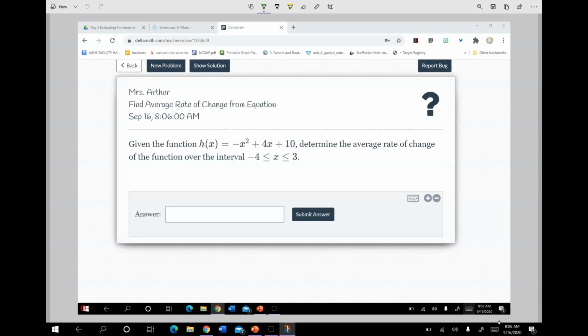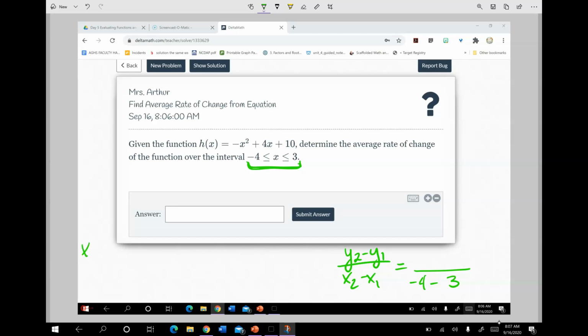All right, so we're doing equation. All right, so we still are using y2 minus y1 over x2 minus x1, okay? So it says, given the function h of x equals negative x squared plus 4x plus 10, determine the average rate of change of this function over this interval, okay? So this interval is my x values. So on the denominator, it's going to be negative 4 minus 3, okay? So I need to find its y pair. So I'm going to plug each of these x values in, and please, please, please use parentheses, okay?